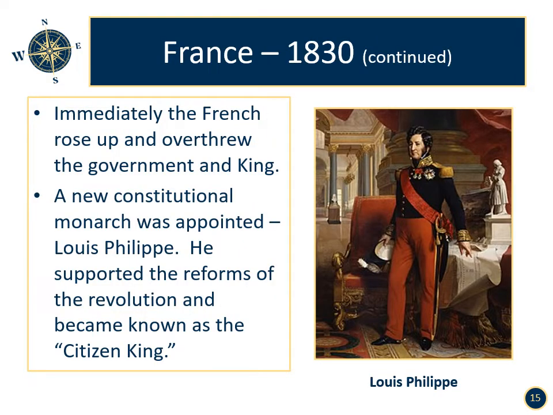France, 1830, continued. Immediately the French rose up and overthrew the government and the king. A new constitutional monarch was appointed, Louis Philippe. He supported the reforms of the Revolution and became known as the Citizen King. An interesting point is that Marquis de Lafayette, a French general who aided the Americans during the Revolution, again appeared to help calm the situation, this time in France. On another note, the fleur-de-lis was abandoned and the current flag of France was adopted.